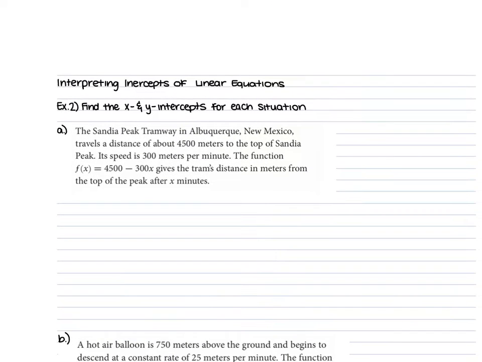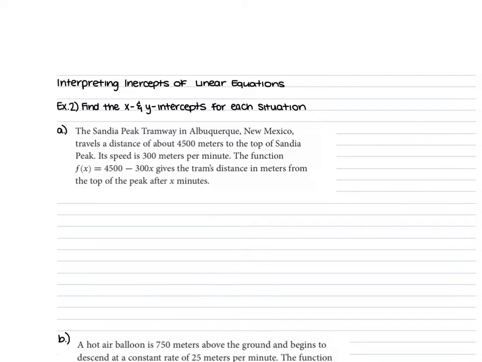For our next set of examples, we are looking at example 2a. We're finding the x and the y-intercepts for each situation. It tells us that the Sandia Park Tramway in Albuquerque, New Mexico, travels a distance of about 4,500 meters to the top of Sandia Peak.